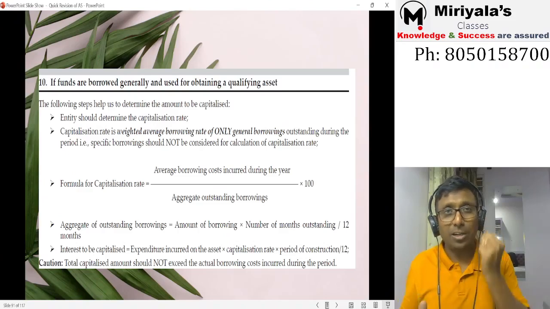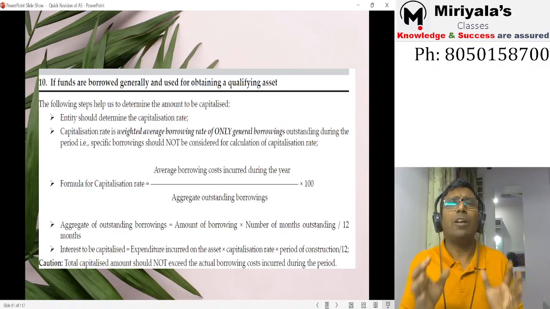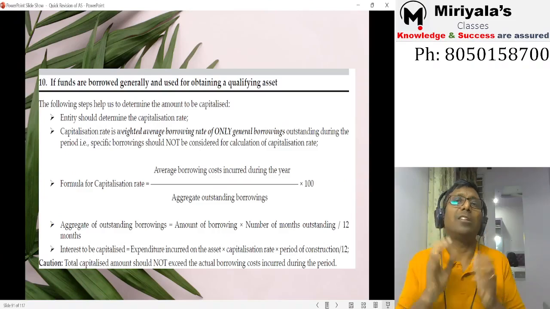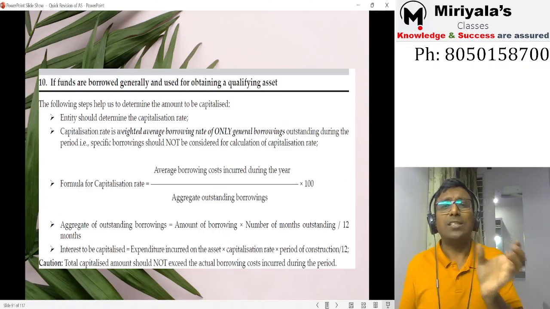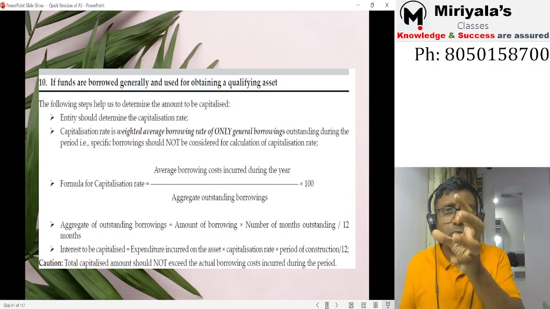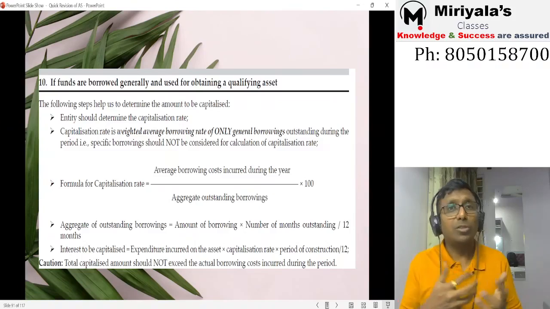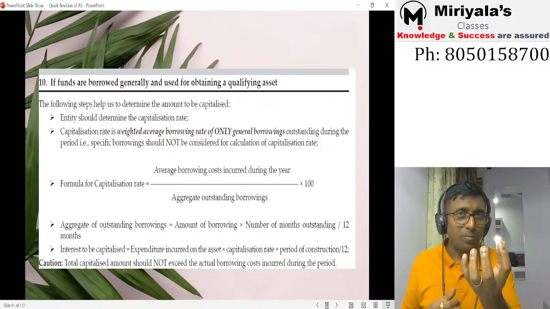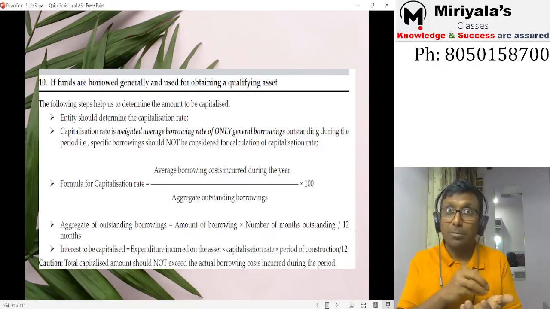You have to calculate one capitalization rate. What do you mean by capitalization rate? That is very simple: the weighted average cost of all your general borrowings. Weighted average cost of borrowings means what? The actual interest cost you are bearing divided by the average outstanding borrowing. Outstanding borrowing means what, sir? Amount of borrowing into number of months outstanding divided by 12.